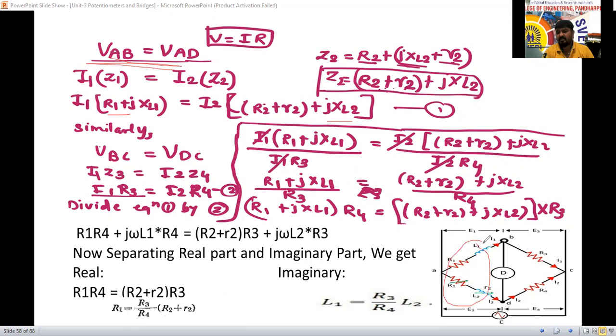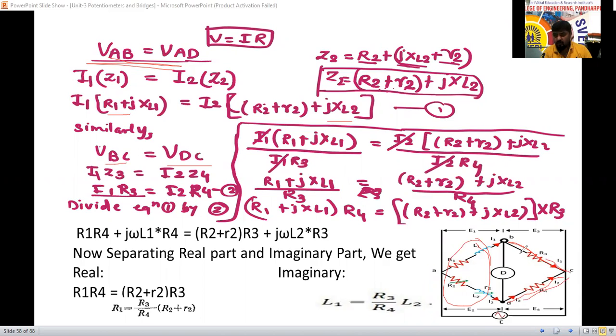That is one condition for the balance. Another equation for the balanced condition is if the voltage drop across CB equals CD, then also the bridge is said to be balanced. So for that reason, VBC equals VDC. I will consider VBC equal to VDC here now.